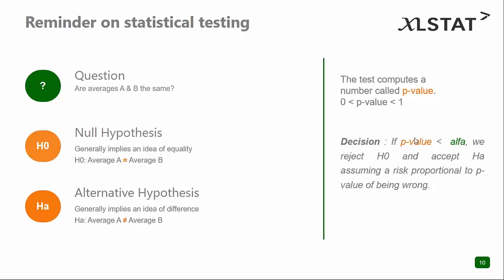So basically, if the p-value is very low, we reject the idea of equality and we accept the idea of a difference between the 2 averages. And we take a risk of being wrong that we assume. So it's very important to have this in mind for the following part.